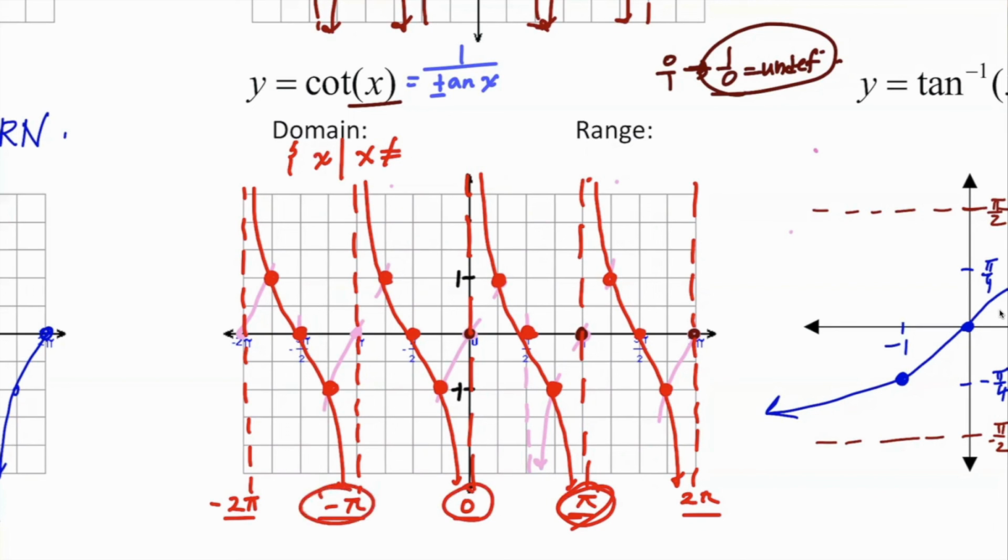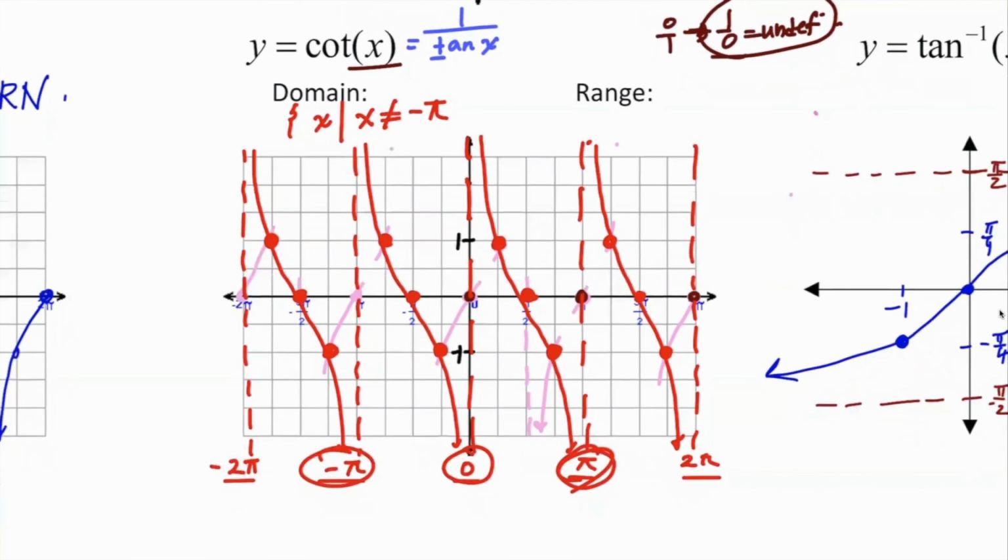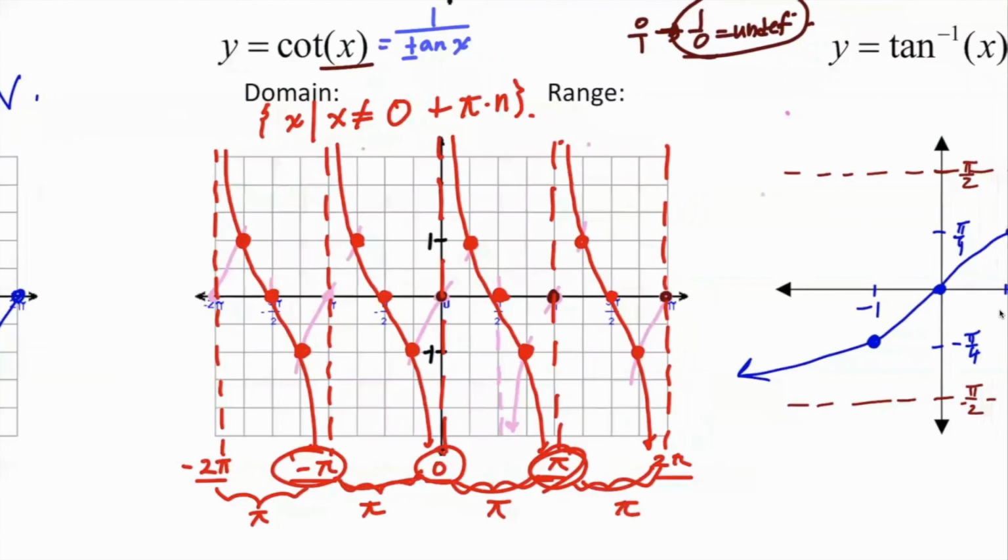Plus, how often are these asymptotes repeating? What are the radians between the asymptotes? It's pi. Every pi radians are your asymptotes, pi, pi, pi radians apart. So plus pi times n. If you want to do 0 plus pi times n, that's totally fine as well. And range is all real numbers. And that's the graph of cotangent.